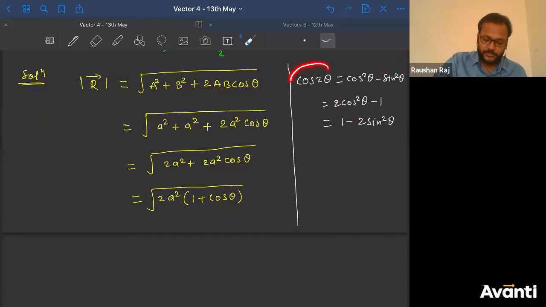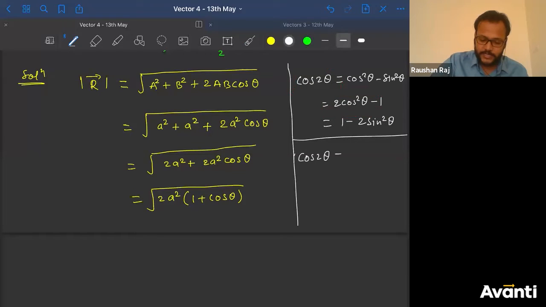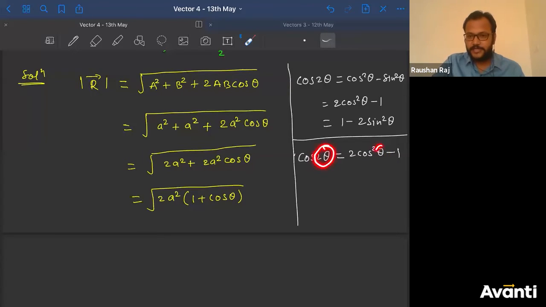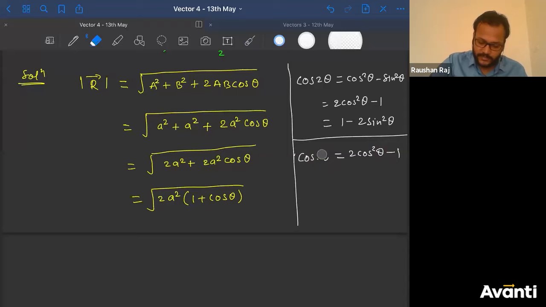If I use this equation, cos 2 theta is equal to 2 cos square theta minus 1. When you have 2 theta here, it becomes theta there. What if I have theta here? It will become theta by 2. So I'm going to use the same thing here: this is cos theta, so this will be theta by 2.